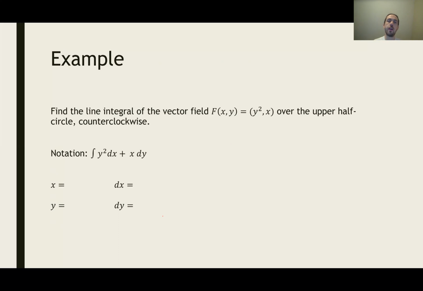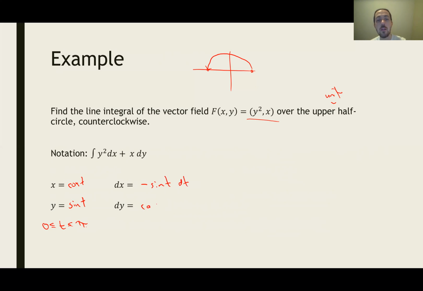So, for example, here's a line integral of a vector field F of x, y equal to y squared comma x over the upper half circle counterclockwise. Inside two-dimensional space, that's a line integral along this upper unit half circle, going counterclockwise. That's again going to be parameterized by x is cos t and y is sine t, but now t goes between 0 and pi rather than 0 and 2 pi because we're only doing the part that goes from angle 0 to angle 180 degrees. In this case, if x is cos t, then dx is minus sine t dt, and if y is sine t, then dy is cos t dt.